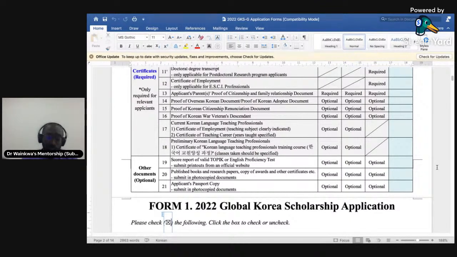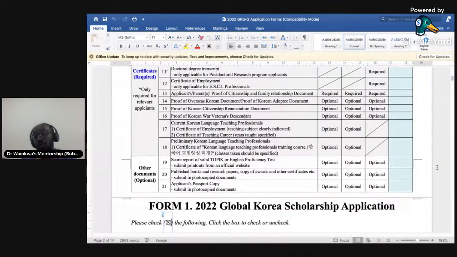For example, if they say to send a document like proof of citizenship and family relationship, that is one document which is very important when you're applying for the Global Korean Scholarship. In a lot of aspects in Korea, they want to cross-check the family relationship document to see that you're not Korean, because this scholarship is not open to Korean applicants. So if you cannot send a document showing that one or both of your parents are non-Korean, you're going to lose this scholarship.